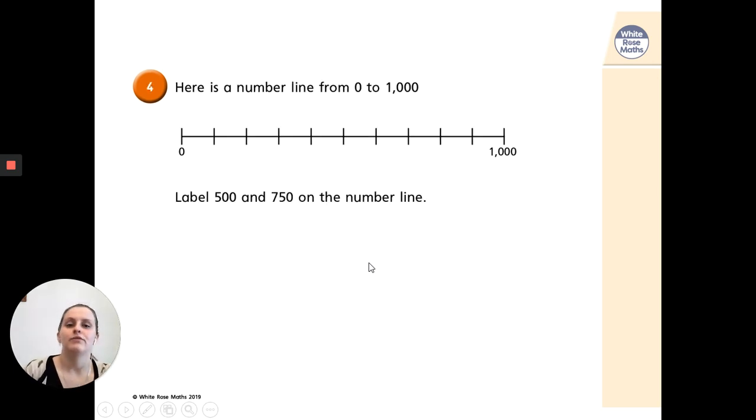So here is a number line from 0 to 1,000. Again, 1, 2, 3, 4, 5, 6, 7, 8, 9, and 10. So again, nice easy scales on this one. So label 500 and 750 on the number line. Again, 500 should be quite straightforward. 750, have a little think about it. Have a go at that one.